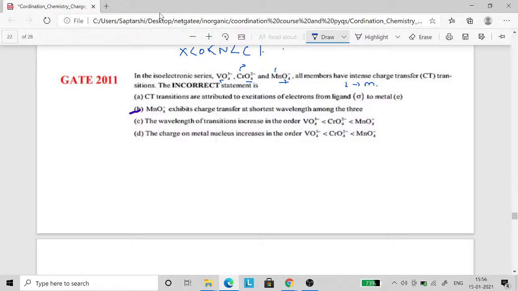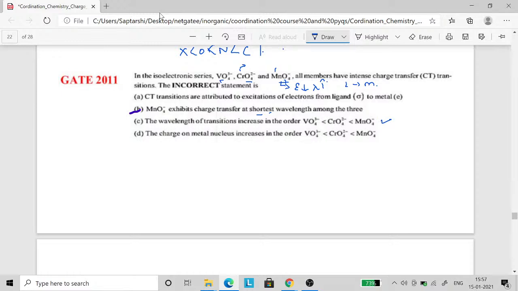MnO4 minus exhibits charge transfer at the shortest wavelength among these. So we already discussed that this is the most facile. Most facile means energy is lowest and the lambda is the highest. So it's not the shortest, it's the longest wavelength, right? The wavelength of transition series follows the order. This is actually a true statement. We actually just saw this in the previous question itself.